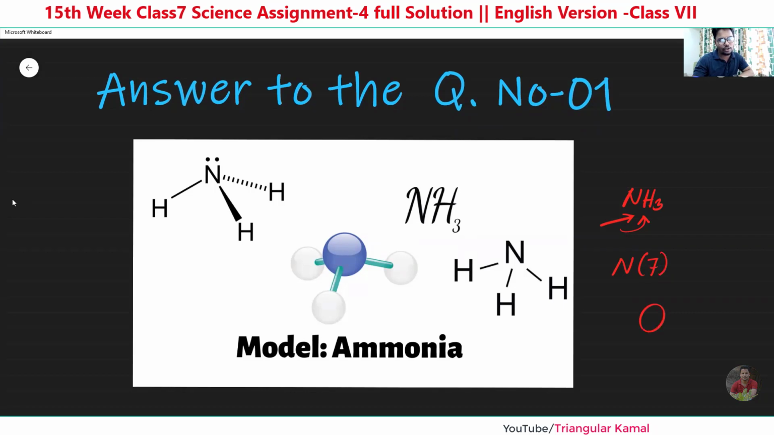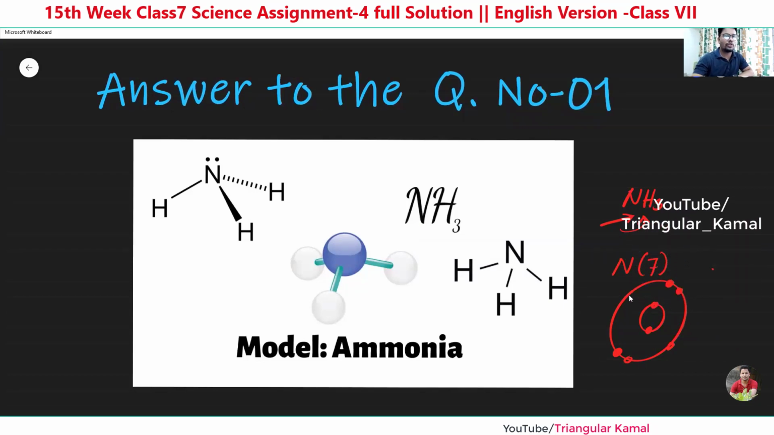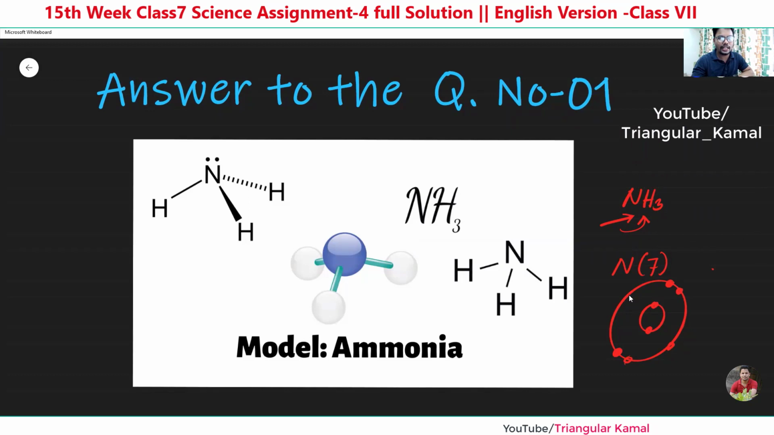So the first orbit has 2 electrons, and then the second orbit of nitrogen has 5 electrons: 1, 2, 3, 4, and 5. So the first orbit has 2 electrons, and the second orbit has the remaining 5 electrons, total 7 electrons. In the outer shell there are 3 electrons less to fulfill the 8. So that's why it will share its 3 electrons with hydrogen, and there will be 2 electrons remaining.